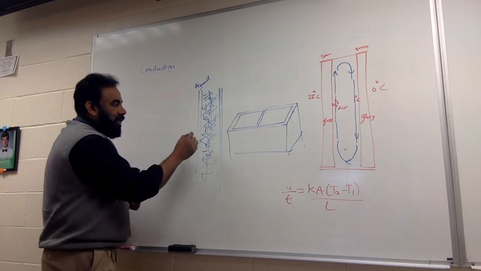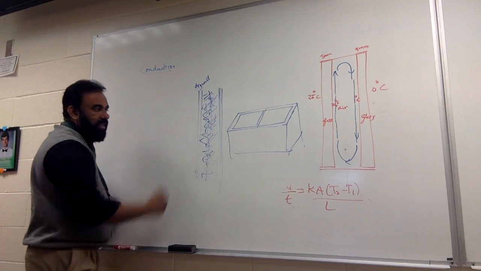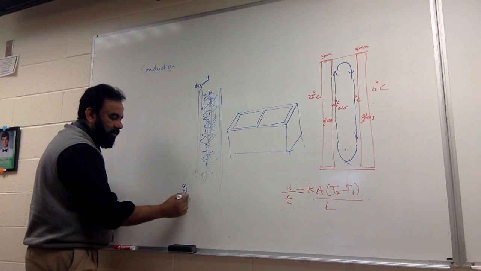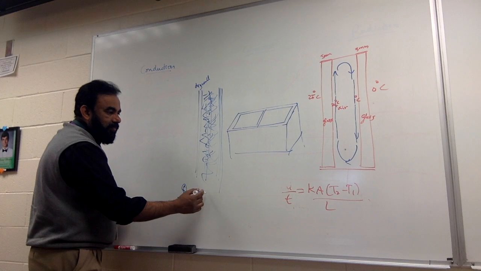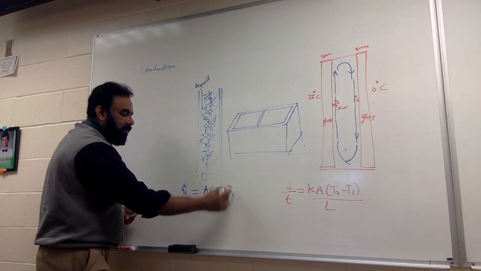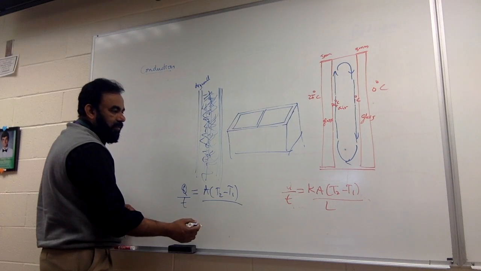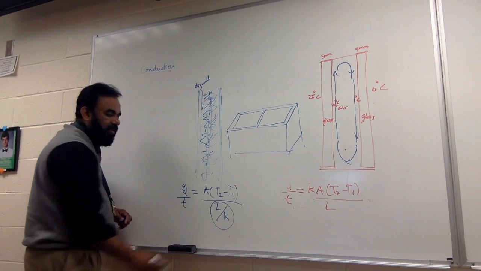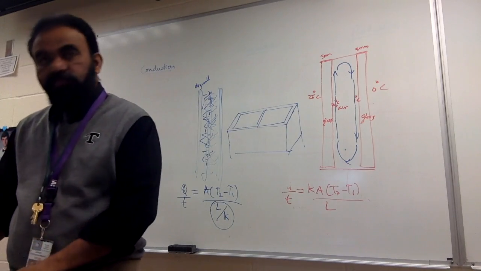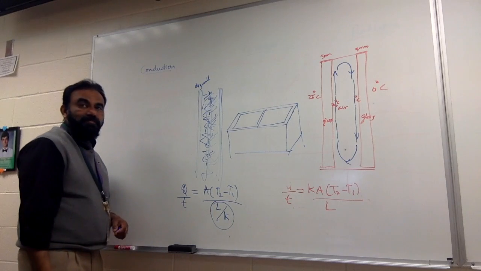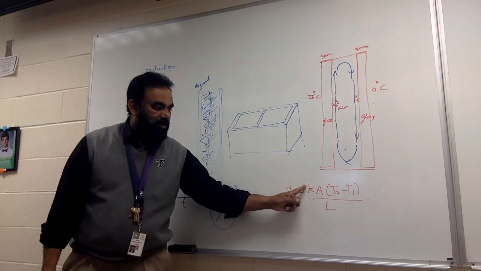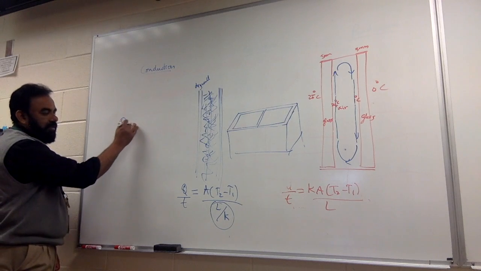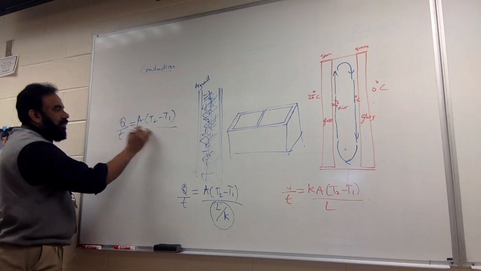So when you want to write an expression for this, that equation Q over t is equal to A (T2 minus T1) over L over K. And this whole thing is actually called the R value. You can see what I've done here. I've just brought this K down under the L, and this whole quantity is called the R value. So Q over t is equal to A (T2 minus T1) divided by R.